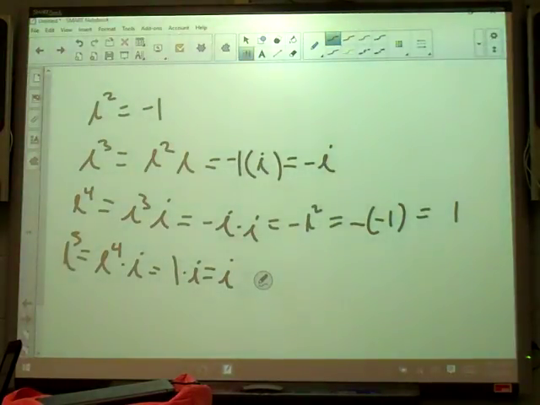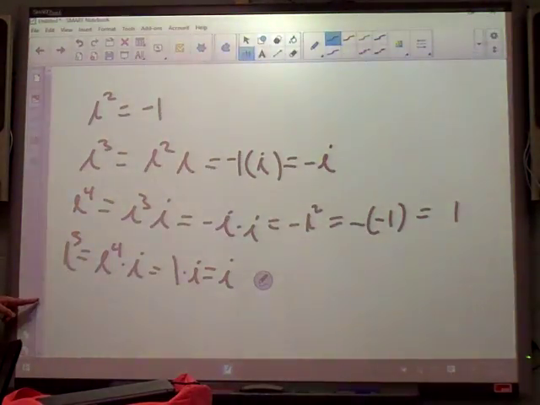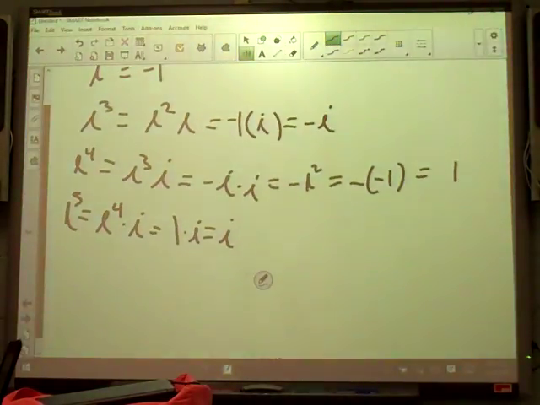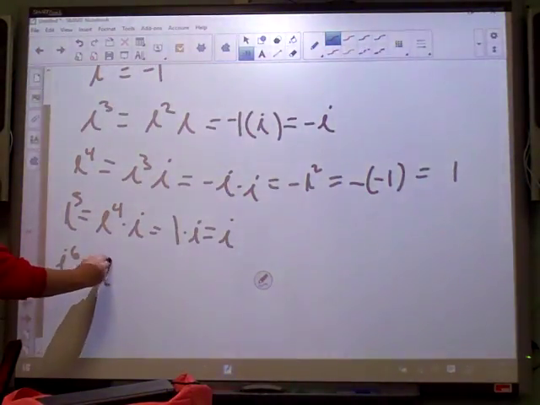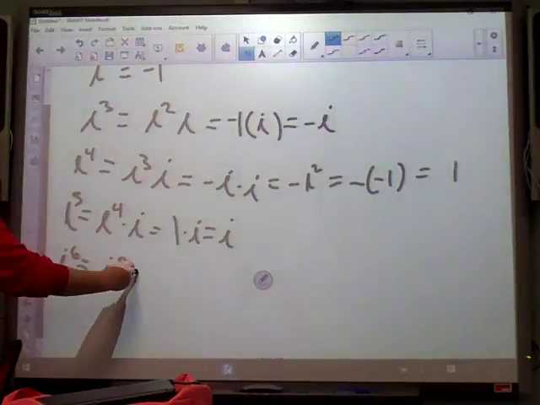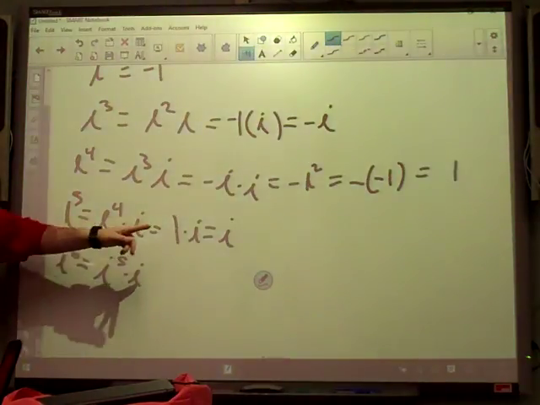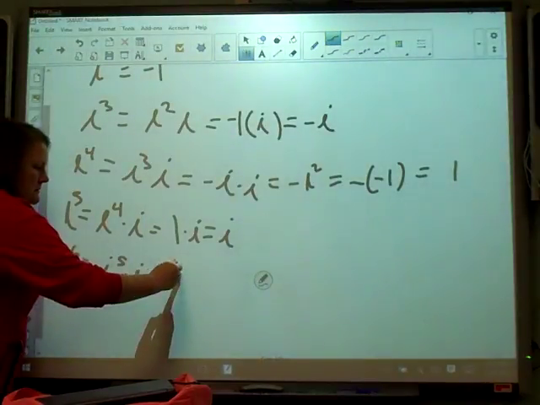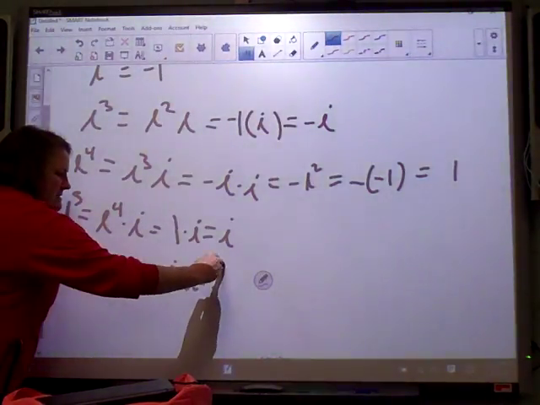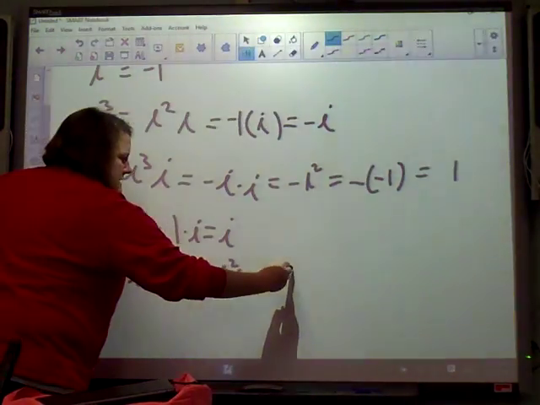We're almost done until we start looking for a pattern. Want to go at least one more. i to the sixth is the same as i to the fifth times i. i to the fifth was i. So i times i is i squared, which is -1.